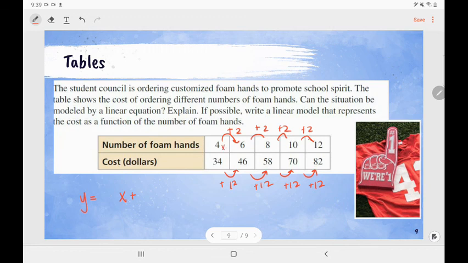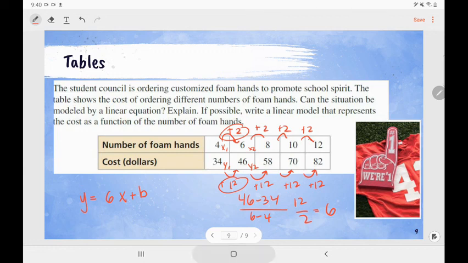Okay, this is x1, this is x2, this is y1, this is y2. Now 46 minus 34 is 12, just like I was calculating, and 6 minus 4 is 2, just like I calculated here. So my slope is 6. So 6x plus, I don't know what my y-intercept value is. I don't have a 0 value, so I'm going to write plus b.